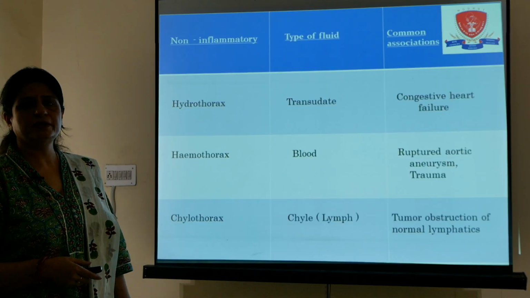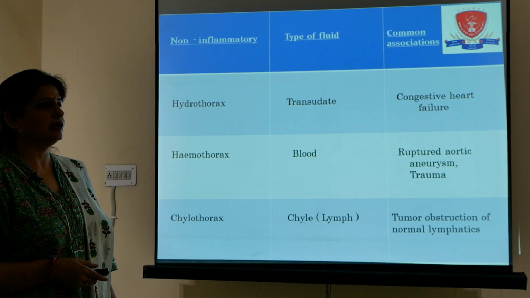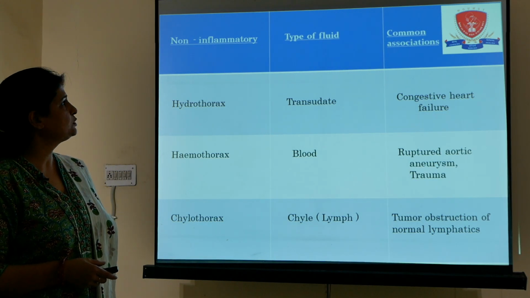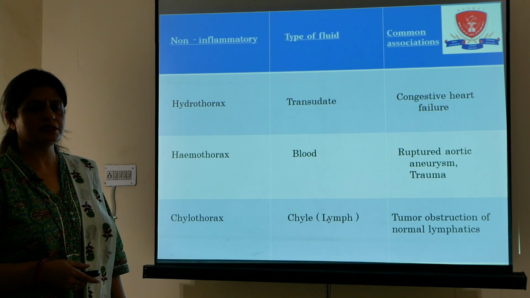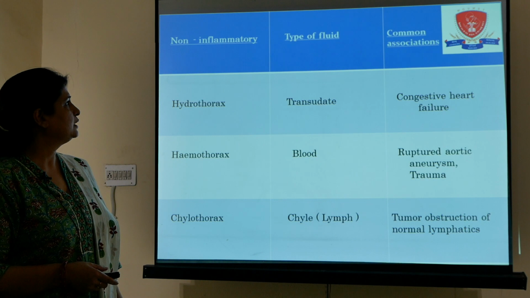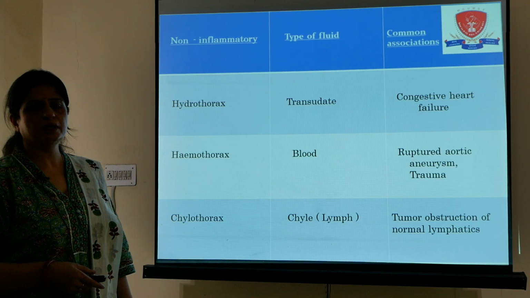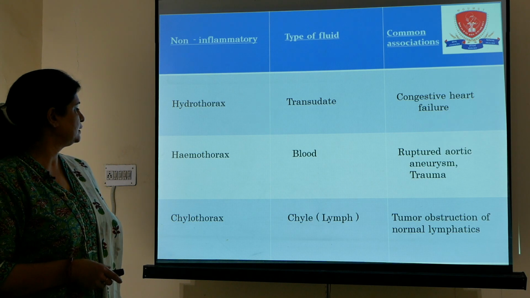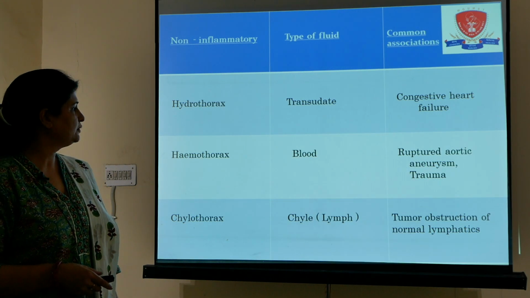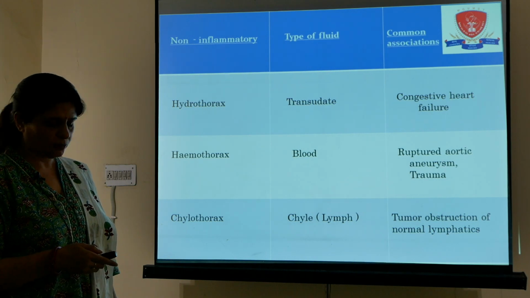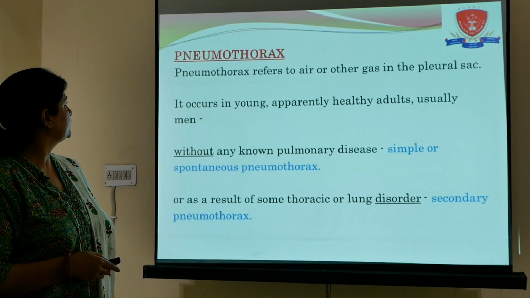Coming to the non-inflammatory causes, they can be hydrothorax, chylothorax and hemothorax. In hydrothorax, the type of fluid is transudate and the most common reason is congestive heart failure. In hemothorax, the content is blood and the most common cause is ruptured aortic aneurysm or trauma. For chylothorax, the content is chyle or lymph and the most common association is tumor obstruction of normal lymphatics.